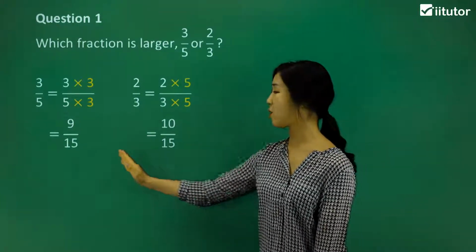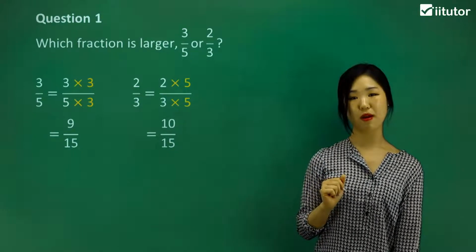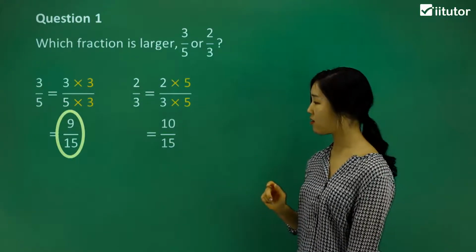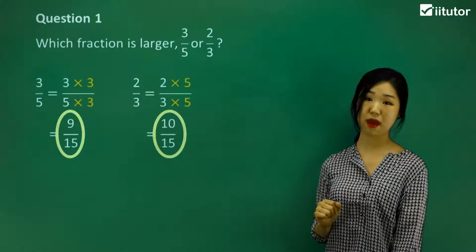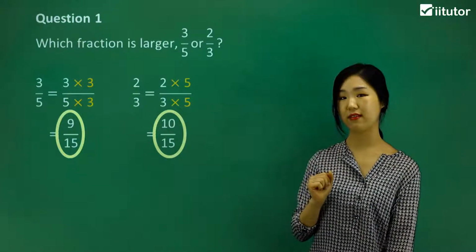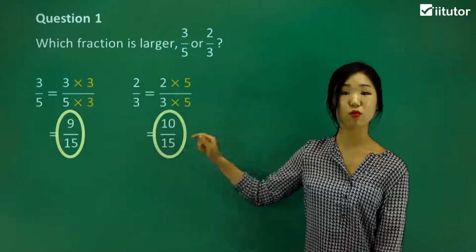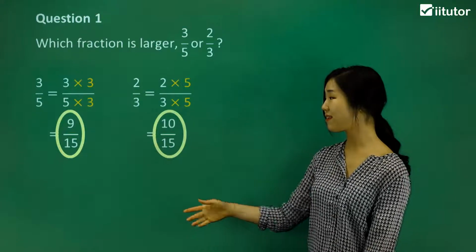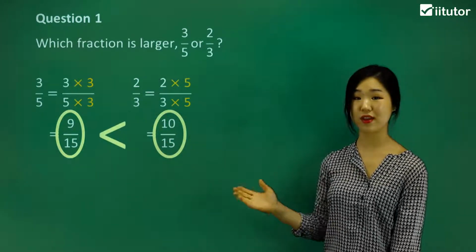So now, can you see that we have the same denominator? Yes? So now we can do the comparison. If you have a look, the first one's 9 on 15, the second one's 10 on 15. We are in the state of comparison. We can compare it very easily. So the denominator is the same. Just look at the numerators now. Which one's greater? Obviously, 10 is greater than 9, so this whole fraction will be greater. We can conclude like that.